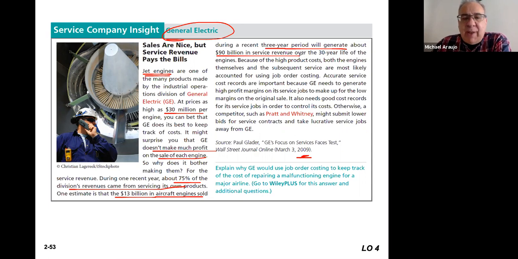Auto dealers are the same way. They'd rather you buy a new car from them, and they might not make a lot of money on the sale of the car. There's not a lot of profit perhaps for them in the sale of the vehicle, but they're hoping that you come back to them so they can take care of the vehicle, and that's where they make money, on the service revenue. And so this is a very, very important type of thing to understand. Service companies need to know about their costs, and they also need to be very, very profitable.